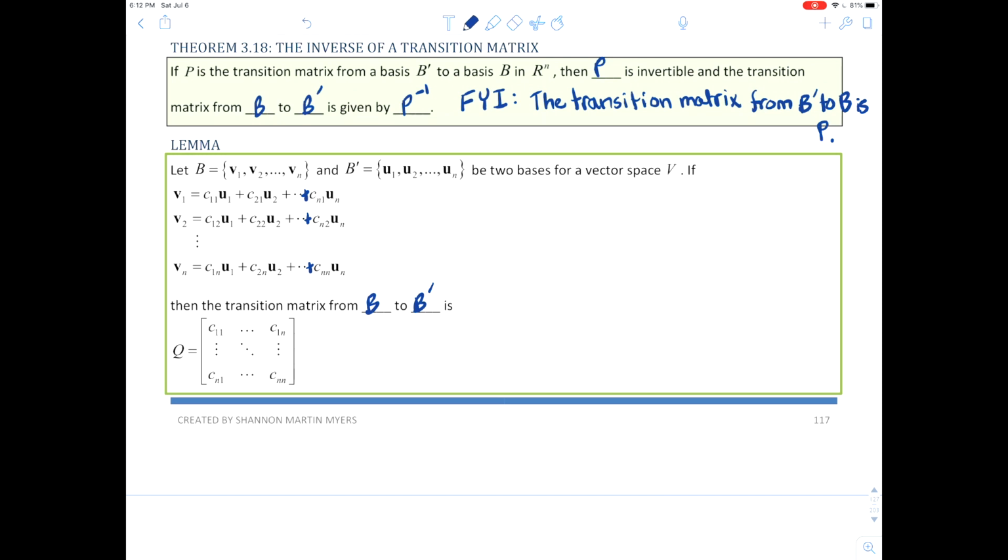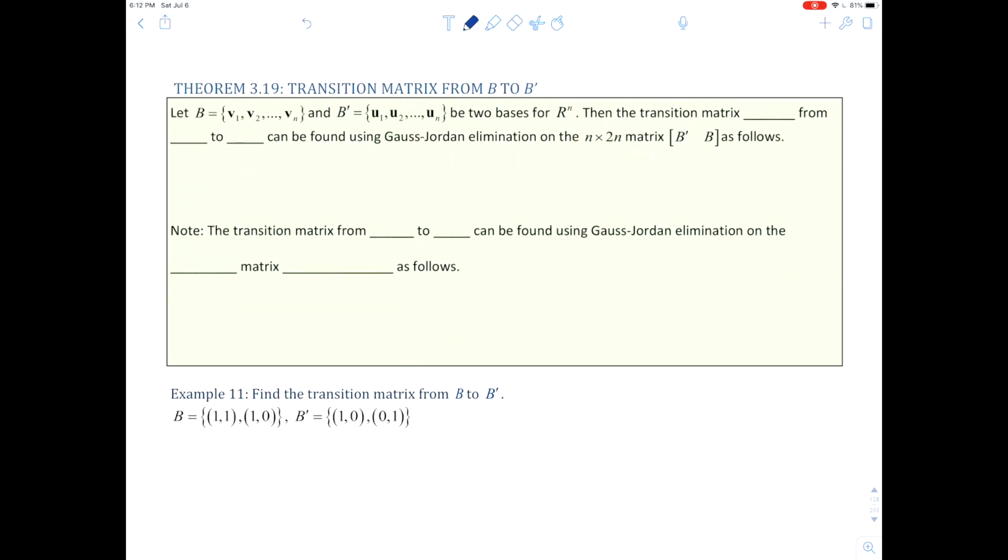I mean, do you see that C11, C21, Cn1 from that first vector V1? Those are all entries in the first column. And then in V2, the C12, C22, those are all entries in the second column. And so it turns out you can make these things up of the column matrices, right? And notice you have an n by n. Okay, so transition matrix from B to B prime.